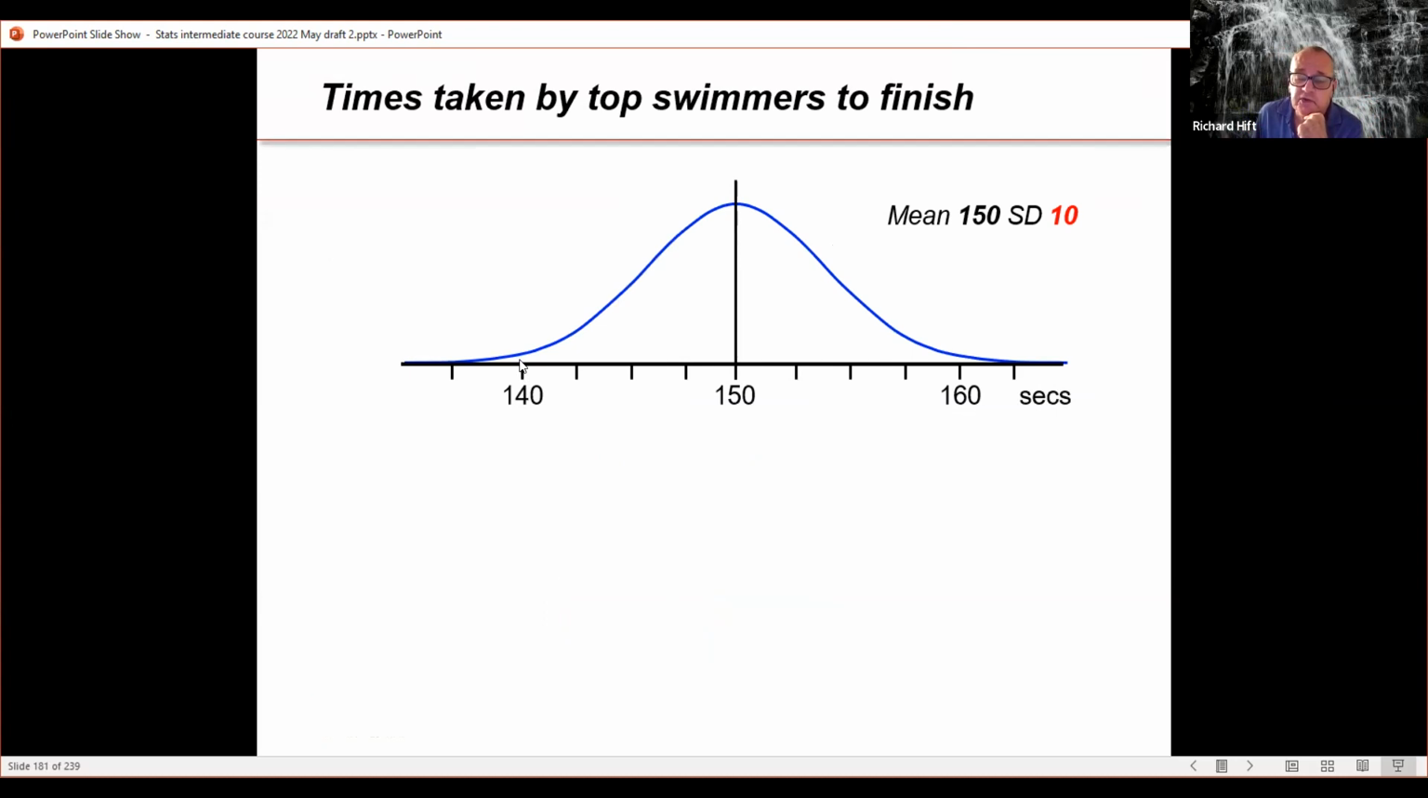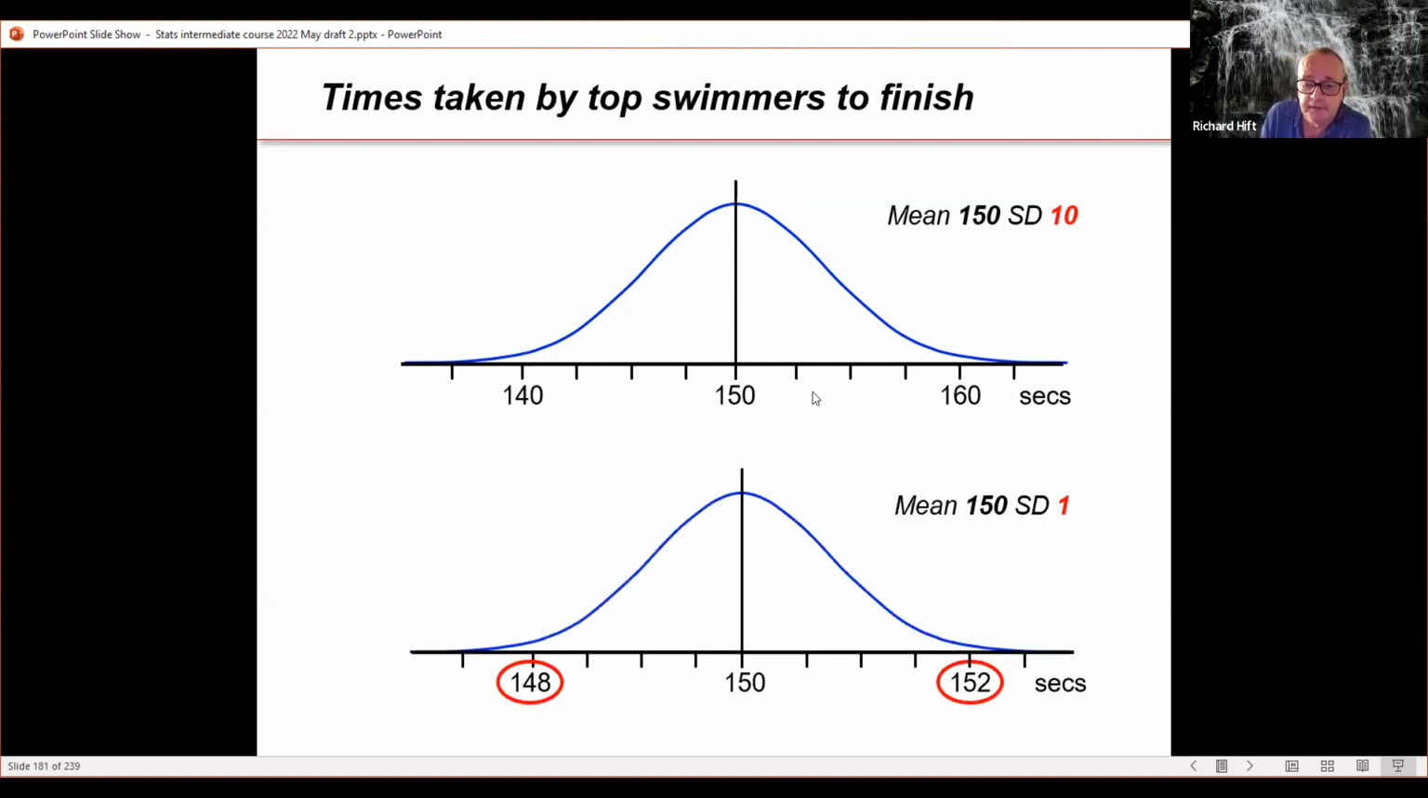That means some people did it in, oh, I already have got this wrong. This should be about 130, because 2 standard deviations below the mean would be 130. 2 standard deviations above the mean would be 170. So I've in fact got my numbers wrong there. But the point is there's a wide spread.